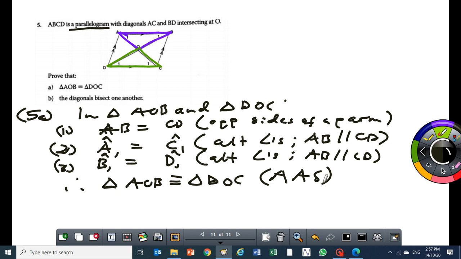So you can either use SAS to prove that the two triangles are congruent, or triple S to prove that those two triangles are congruent. All three ways, you get the same marks. Okay? So that's what you need to know. Any question? Looks like it's complicated, but it's not. It doesn't need to cause you to end up having an increase in heartbeat.